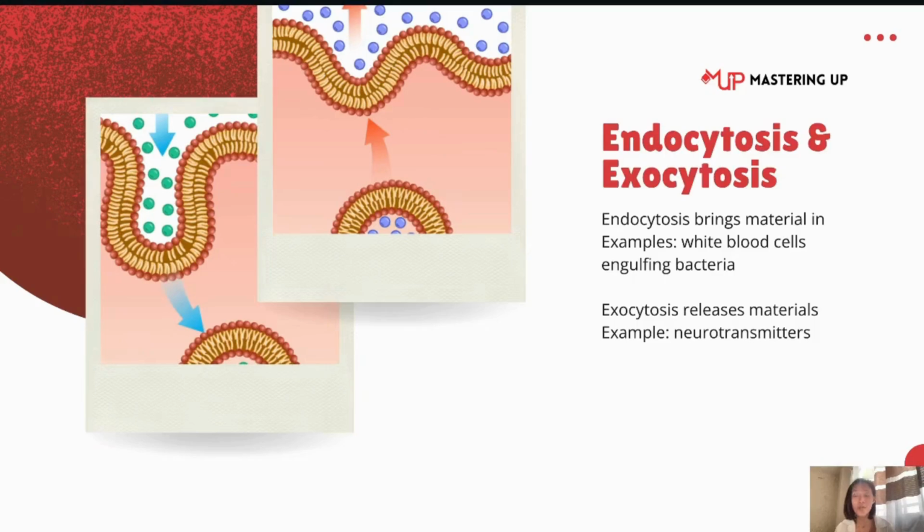Exocytosis is the process by which cells release large substances to the outside by merging a vesicle with the membrane. Example of this is nerve cells releasing neurotransmitters into the synapse. Both of these processes require energy because the cell is moving large amounts of material.